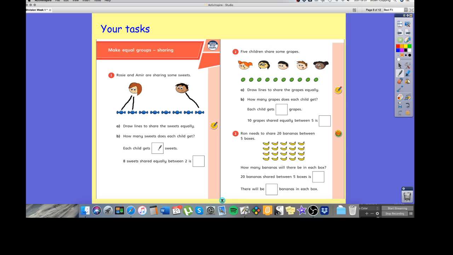And then you're going to tell me how many each one has got, and then it says 8 sweets shared equally between 2 people is, and that will be the same answer. Then do the same thing with the grapes on this question. And then here it's got Ron needs to share 20 bananas between 5 boxes. How many bananas will there be in each box? So you might want to get 20 objects and share them into 5 different groups, and that will give you the answer. There is also another little bit extra on that question on this sheet, but I'm not going to explain that to you. You should be able to read that and you'll be fine.